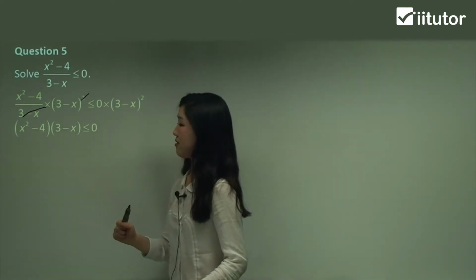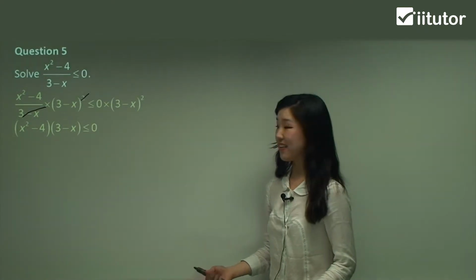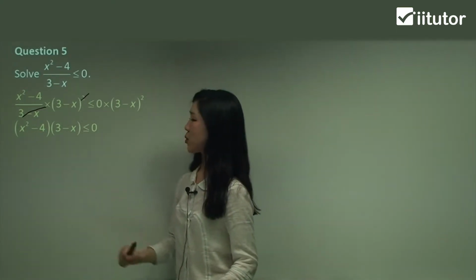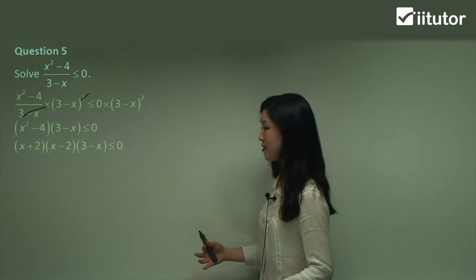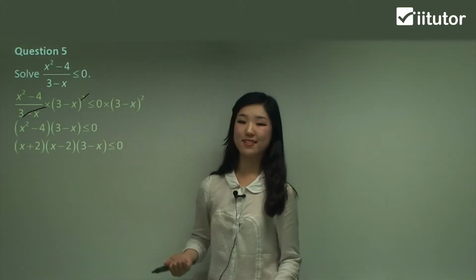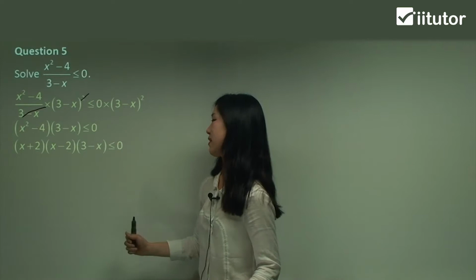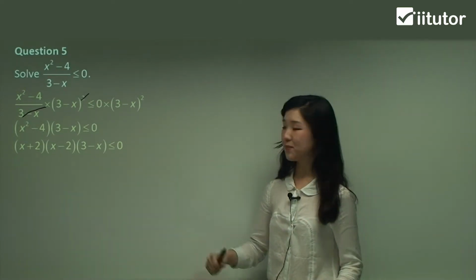x squared minus 4, that's another quadratic, so can we factorize that? It's a square minus a square, so we can factorize that by going (x plus 2)(x minus 2), and of course multiply the (3 minus x). That's less than or equal to 0.